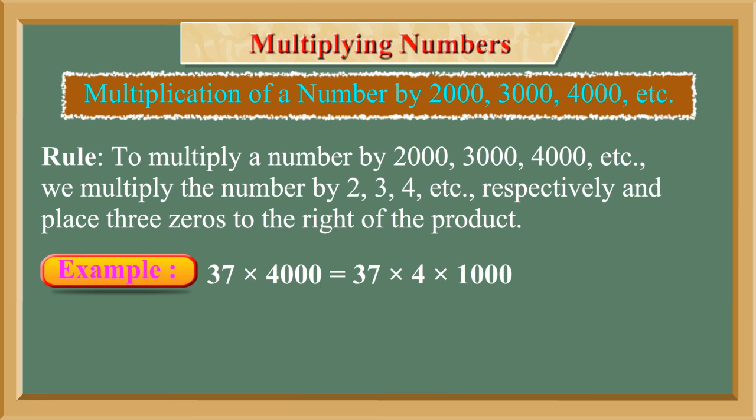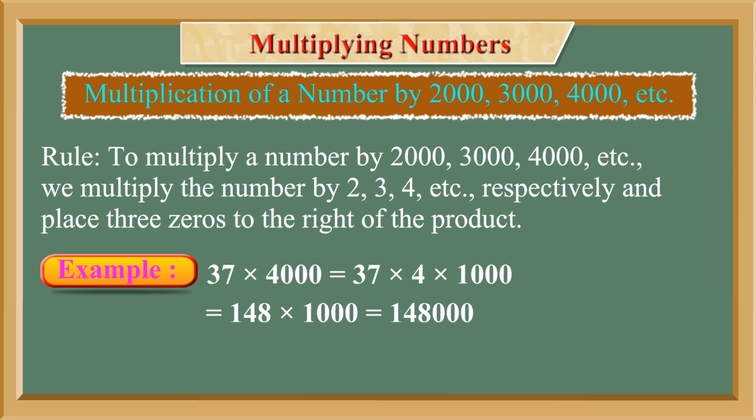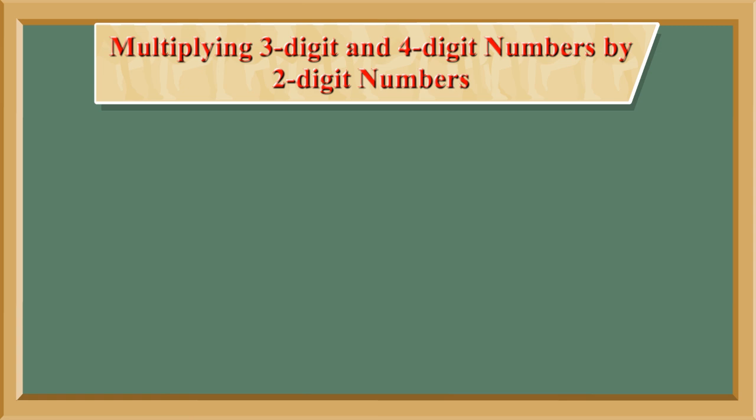Example: 37 multiplied by 4000 is equal to 37 multiplied by 4 multiplied by 1000, which is equal to 148 multiplied by 1000, which is equal to 1,48,000.